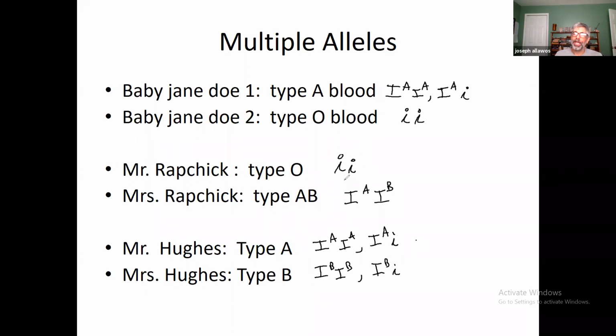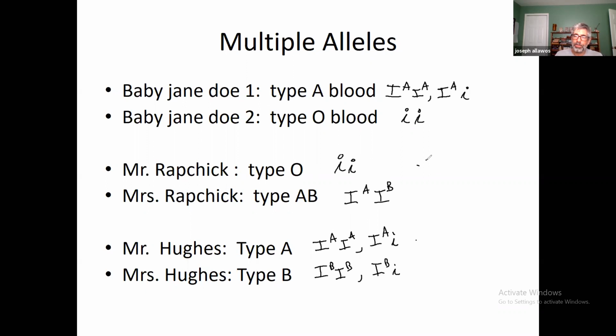Although Mr. Rapchick has 2 little eyes, he only donates one of them to the baby, right? And Mrs. Rapchick donates the other allele. So it turns out that if you cross a type O and a type AB, let's do it.